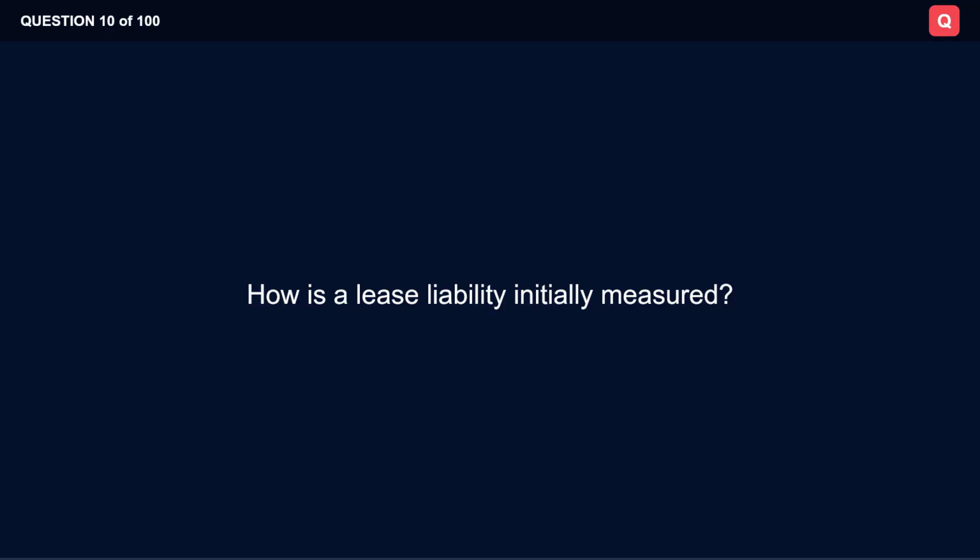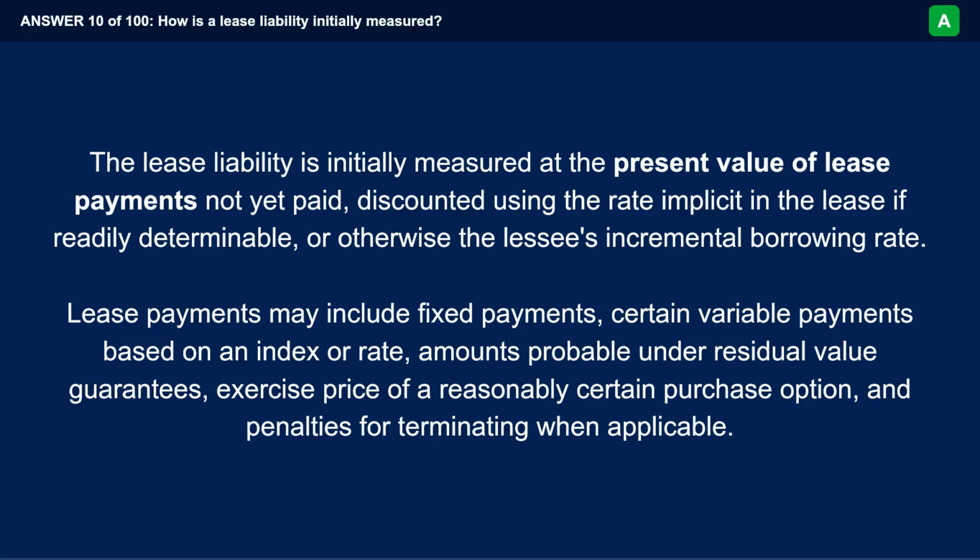How is a lease liability initially measured? The lease liability is initially measured at the present value of lease payments not yet paid, discounted using the rate implicit in the lease if readily determinable, or otherwise the lessee's incremental borrowing rate. Lease payments may include fixed payments, certain variable payments based on an index or rate, amounts probable under residual value guarantees, exercise price of a reasonably certain purchase option, and penalties for terminating when applicable.